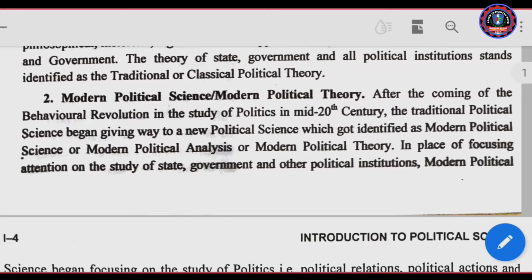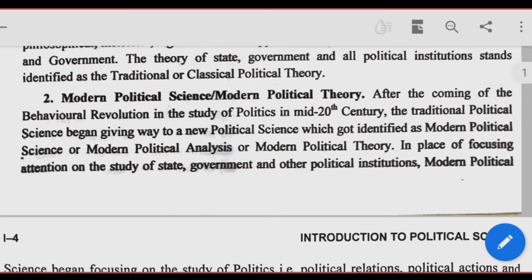So it's mentioned over here, after the coming of the behavioral revolution. That is the revolution in which the philosophers studied the behavioral aspect of institutions like the state and government, and then they formed different theories.